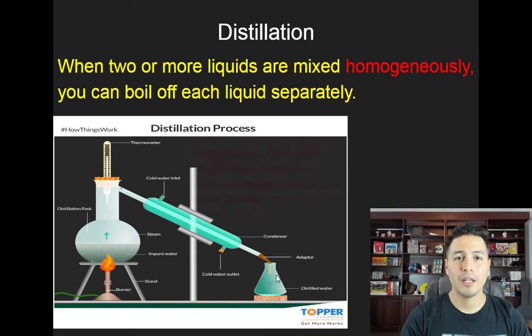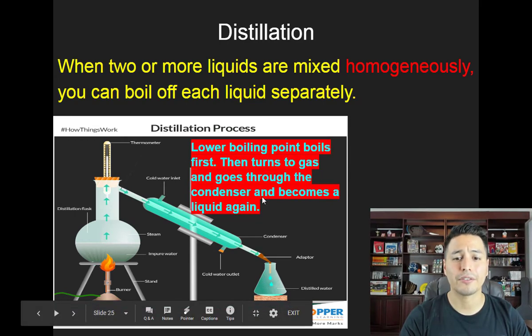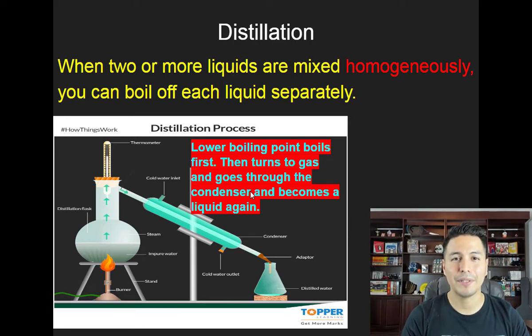Now just to recap, lower boiling points boils first, then it turns into a gas and goes through a condenser, and then it becomes a liquid again. Now this is actually how many companies clean water.